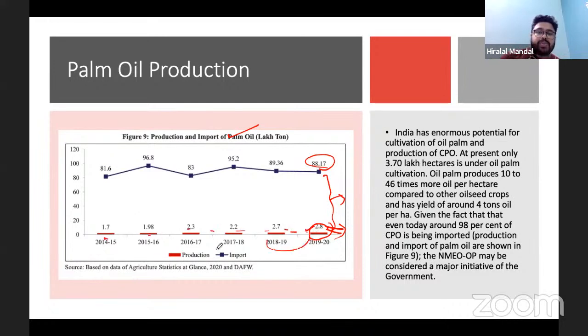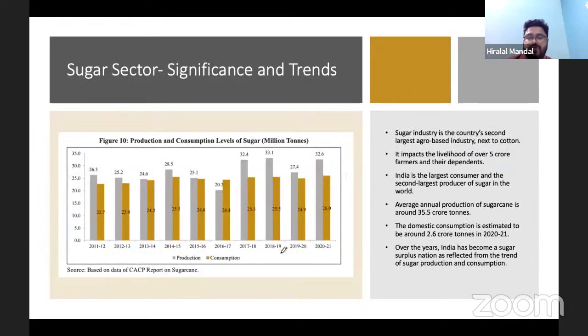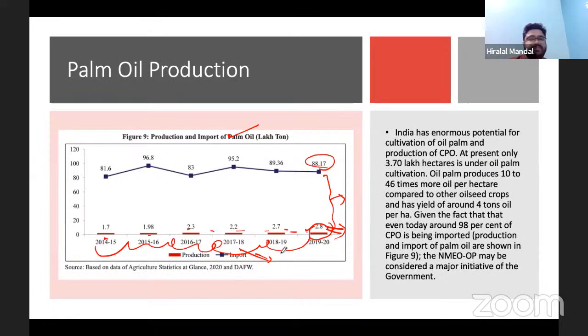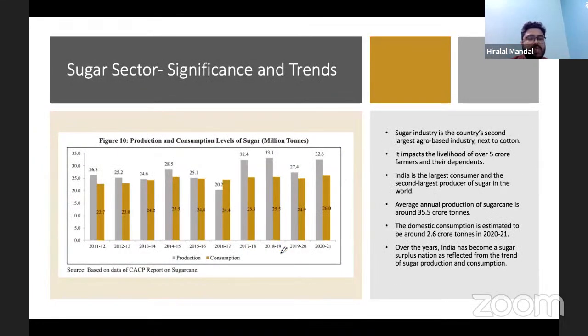Why? Because the producers are in complete disincentive. So that's why they are not producing, resulting in higher import from other countries, especially from South Asian countries. So that is the status of palm oil production. Now, with respect to sugarcane production, sugar is something which India is producing, and a huge surplus is being created in the country. And look at the data.